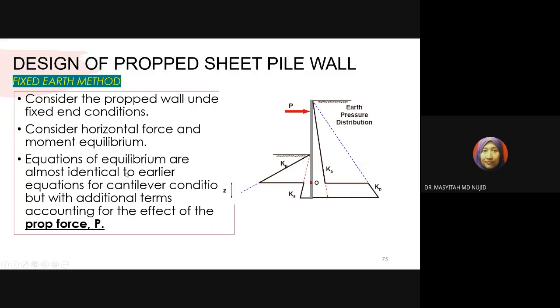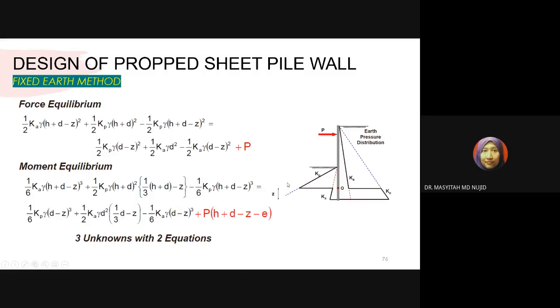The equations of equilibrium are almost identical to the earlier equations for cantilever conditions, but with additional terms accounting for the effect of the prop force P. So the pressure distributions behind and in front of the wall, as can be seen, are similar to the cantilever, but this time we have to include the prop force in the force equilibrium equations. In the force equilibrium equation, you can see how we derive the force equilibrium. It is by taking the area of the pressure diagram.